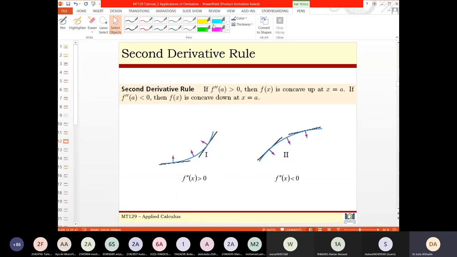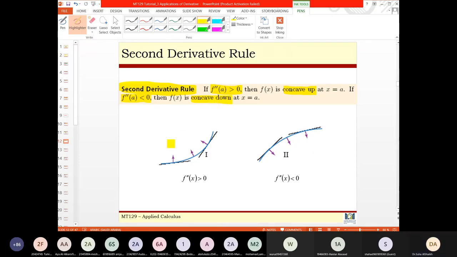Now that was the first derivative rule. عندنا second derivative rule. A second derivative rule من اسمها it is to do with the second derivative. If the second derivative of a function is positive, the function is concave up at this point. If the f double dash is negative, then f is concave down at this point.